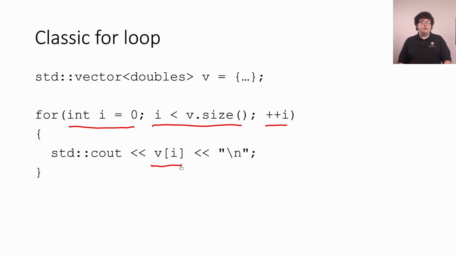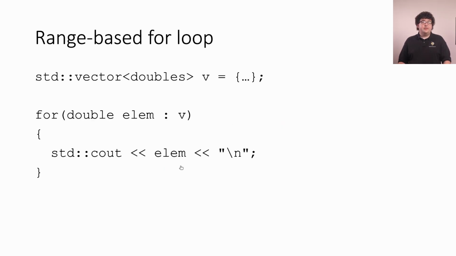There's another style of for loops available in C++ that makes it easier to iterate over a complete range. This is called a range-based for loop. And here's what it looks like. Instead of the 3 expressions that defined our original for loop, we now have 2 separated by a colon. The part on the left declares the variable that will hold the current element for each iteration. The part on the right is the container over which we are looping.